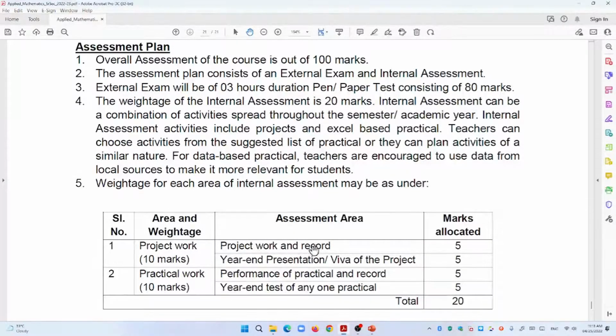So for project work and record, the allocated marks is 5. Year-end presentation or viva of the project, the allocated marks is 5. Next we have performance of practical and record, which comes under practical work, is 5. And year-end test of any one practical carries 5 marks. So there is a total of 20 marks for internal assessment and 80 marks for external exam, which is going to be 1.